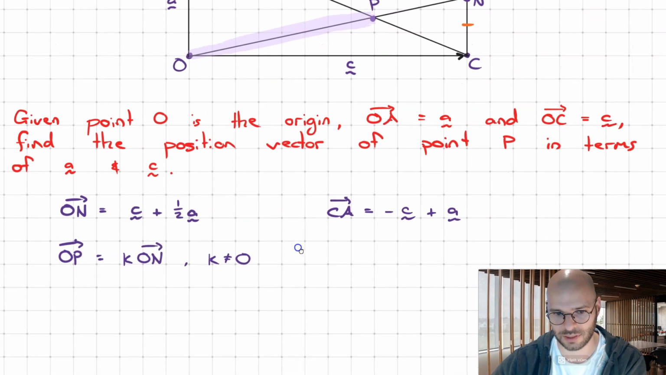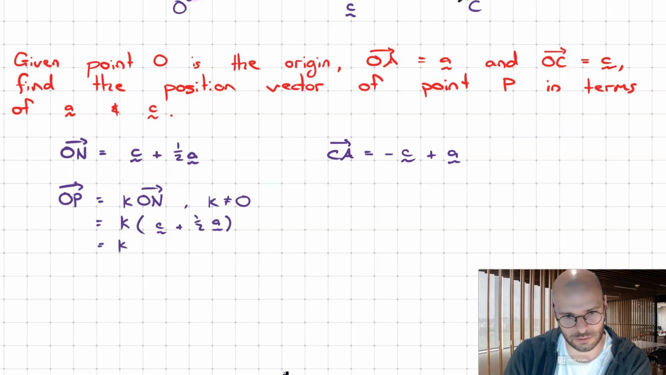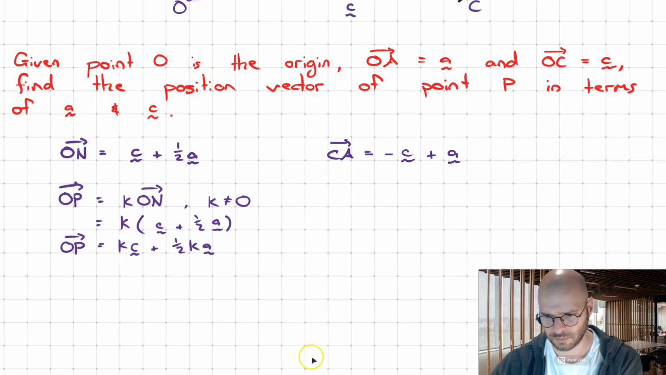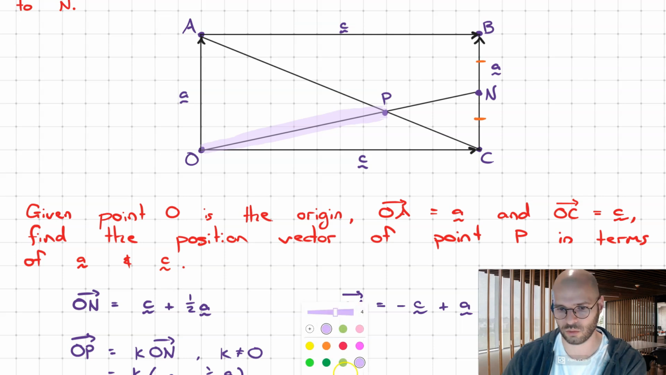Now expanding upon this, we're going to open OP up in terms of what we described before, so KC plus a half of A, and then expanding that out, KC plus a half KA, and there's how we go from O to P. However, it's algebraic at this stage. Let's think of the other way, C to A. We already know that to travel from C to A, we're going to pass through P, but we want to stop at P in this instance.